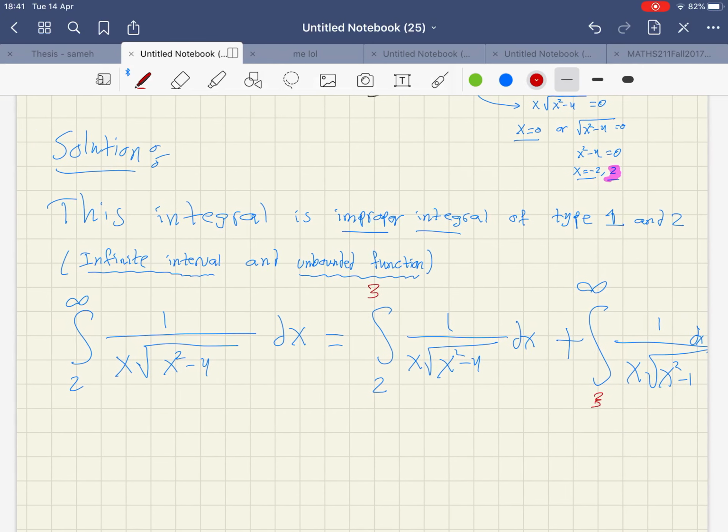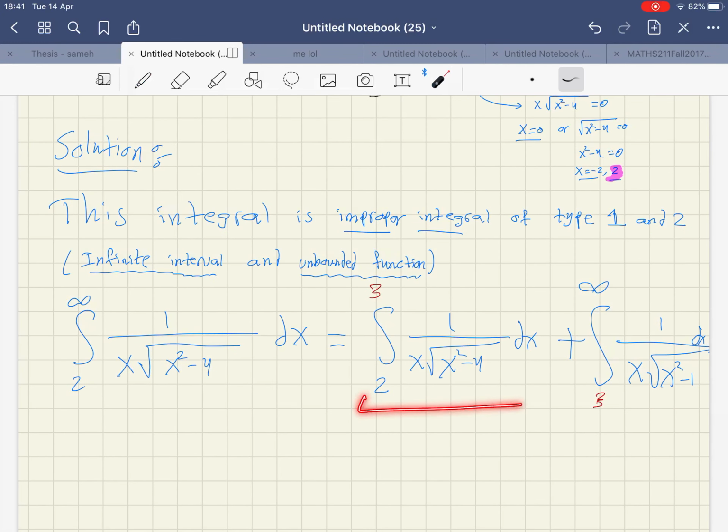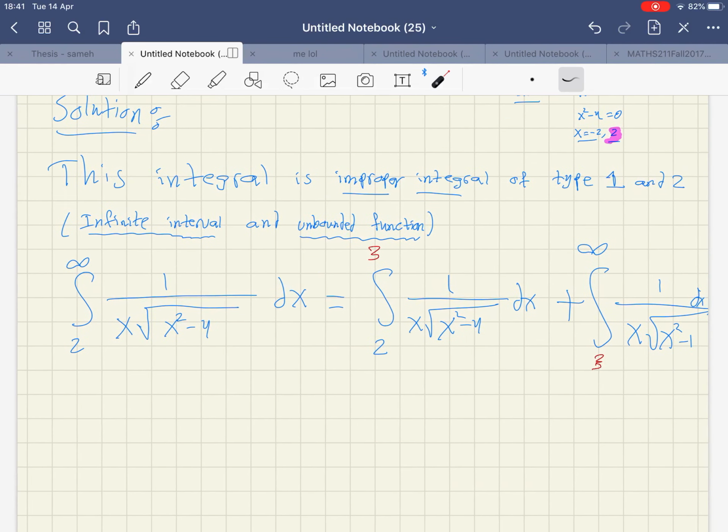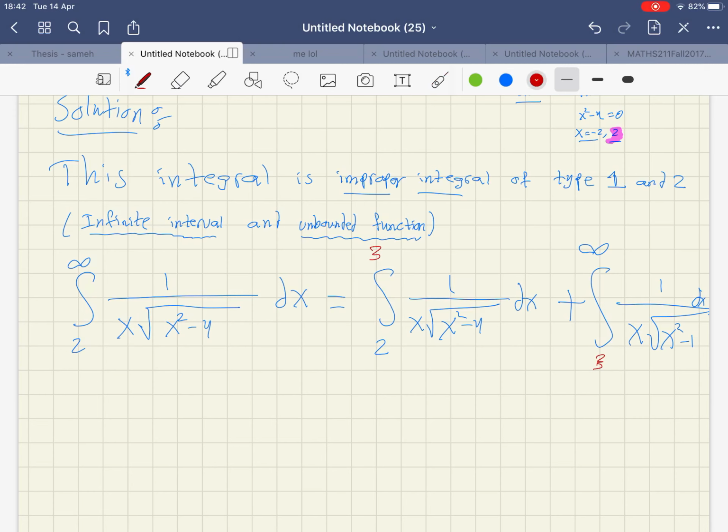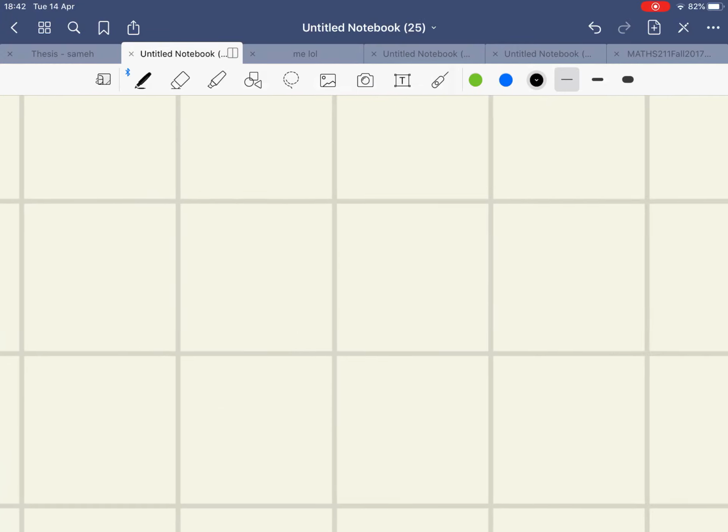Now if you look at the first integral, this has only one problem at 2. If you look at this integral, we have only one problem at infinity. We need to solve each one separately and we add the answers. Now I'll just leave it for you as an exercise to try at home. I can give you a hint. Here is the hint. I will just write it down.